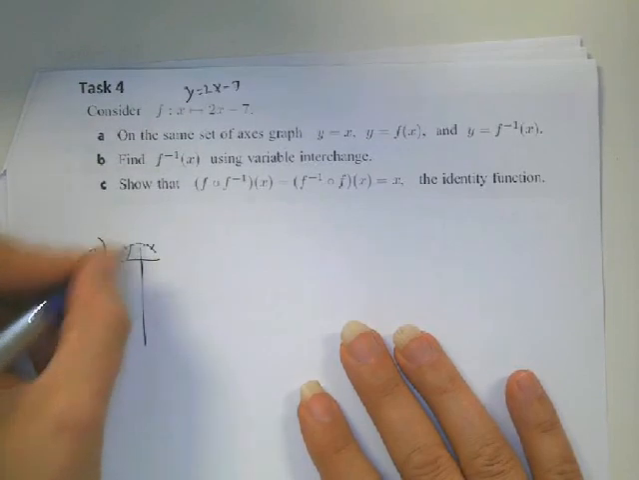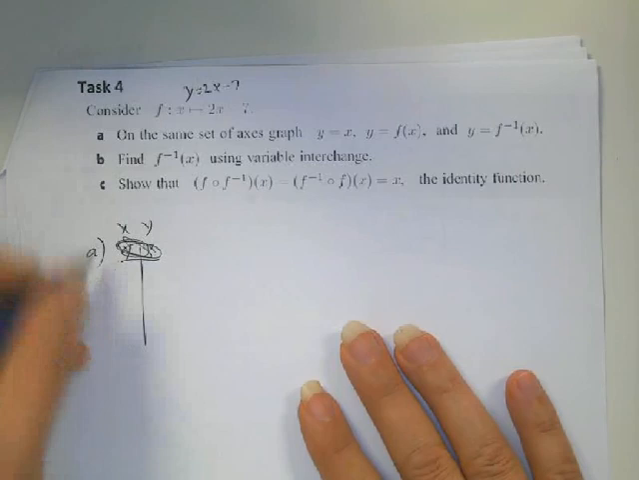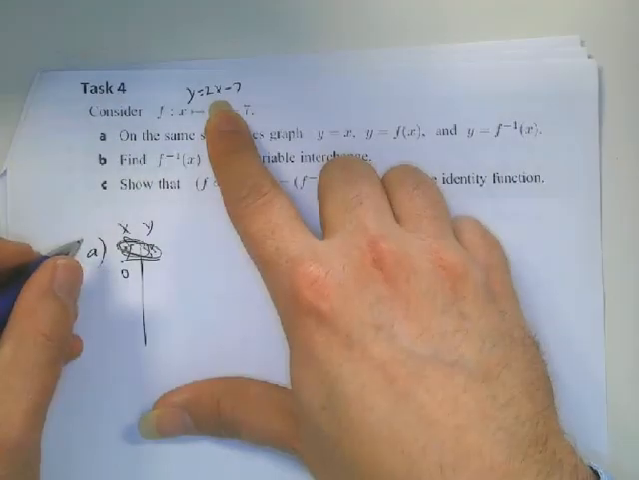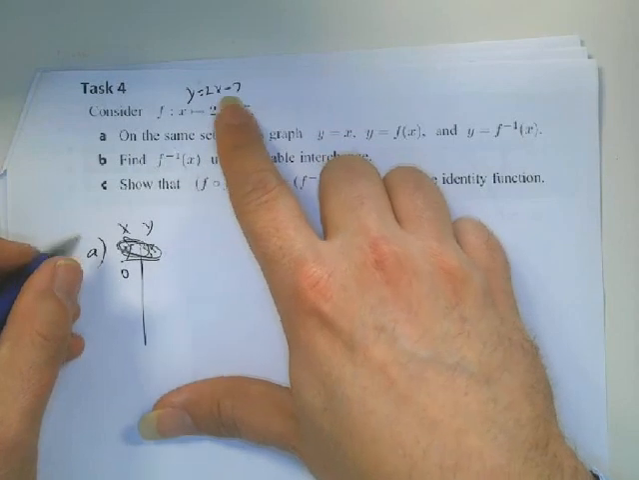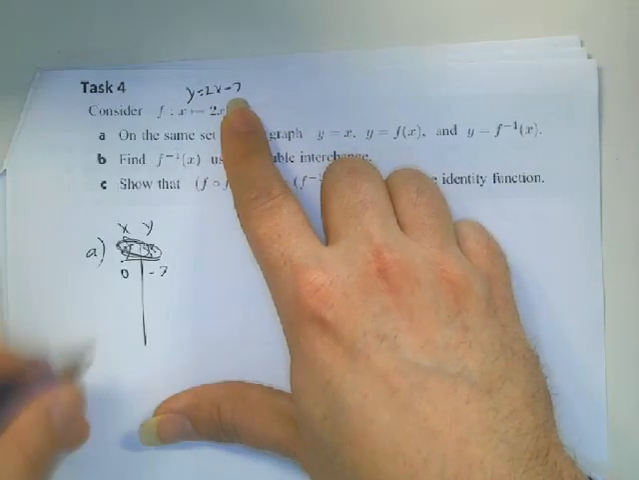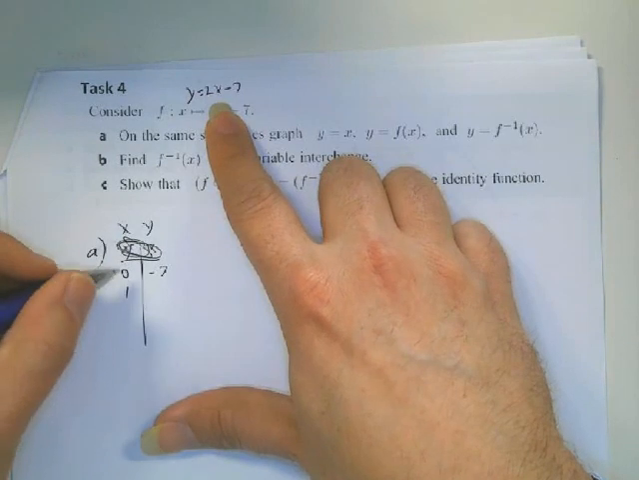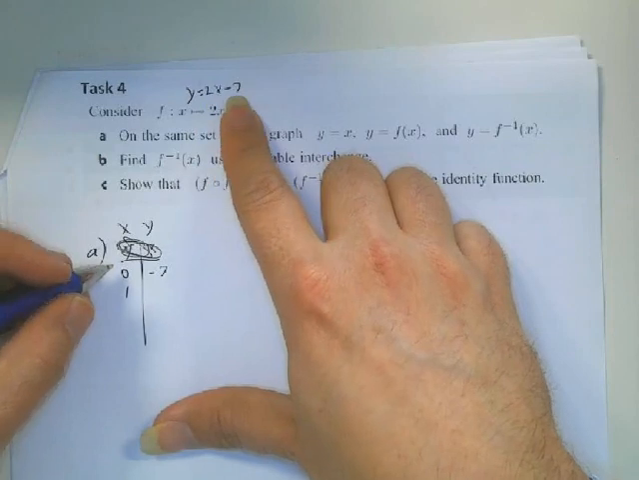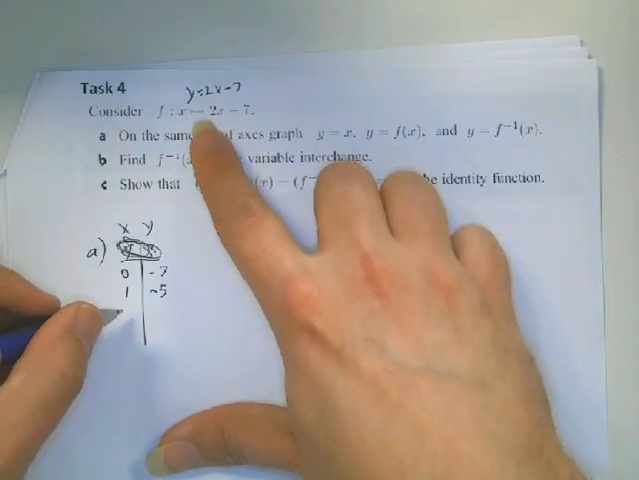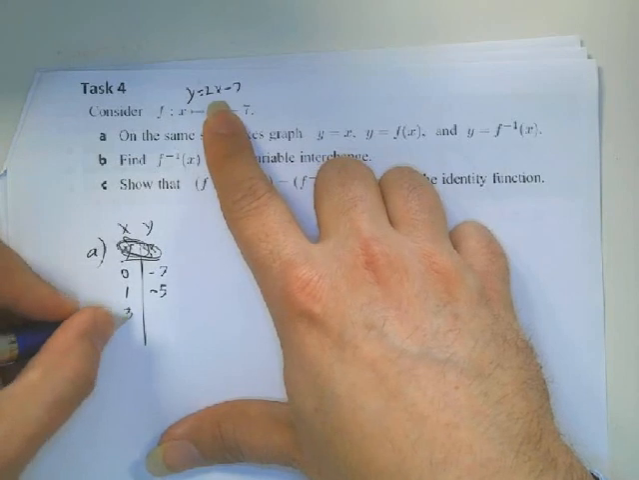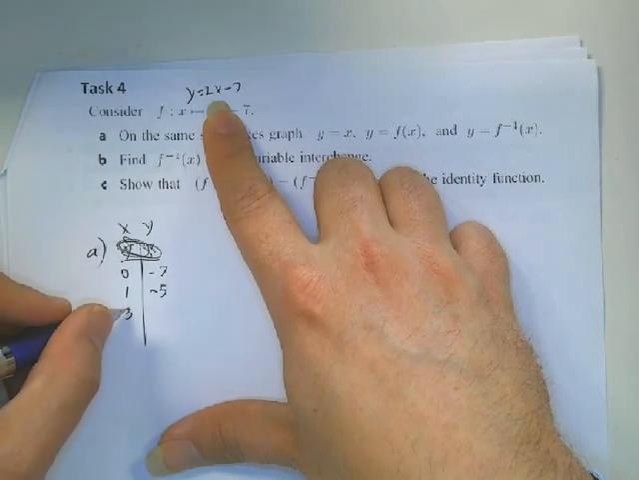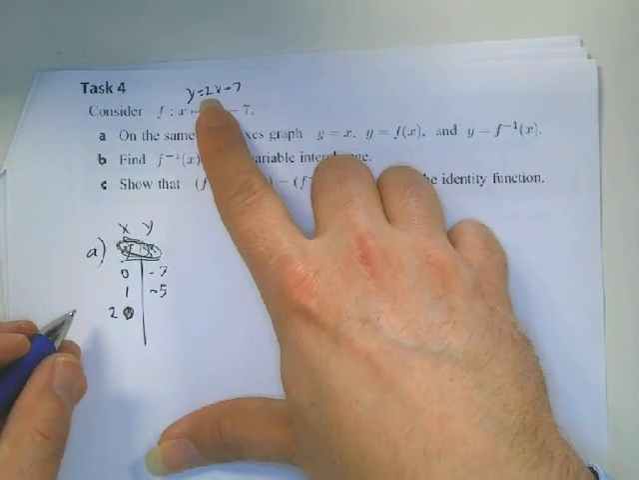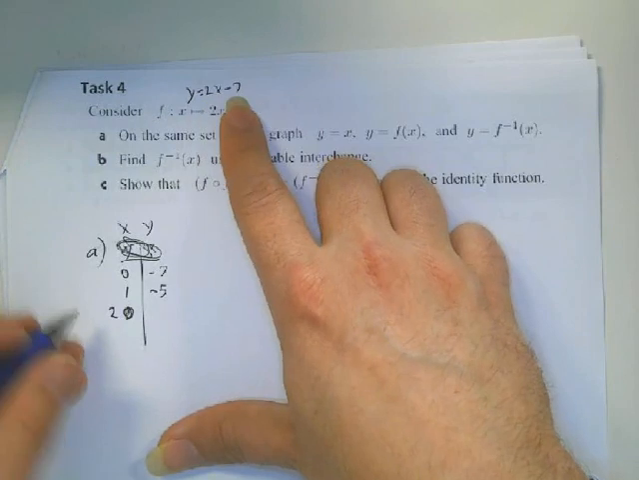So what am I doing? X and y. If x is equal to 0, I have y equals 2 times 0 minus 7, so y is going to be negative 7. If x is equal to 1, I'm going to have 2 times 1, which is 2, and 2 minus 7, which is negative 5. If x equals 2, I have y equals 2 times 2, which is 4, and 4 minus 7 is negative 3. Okay.